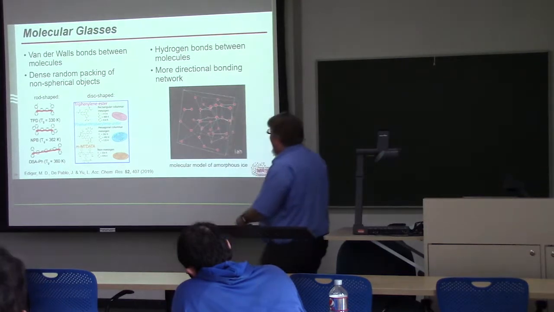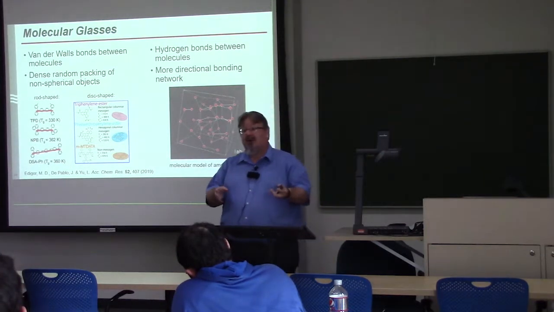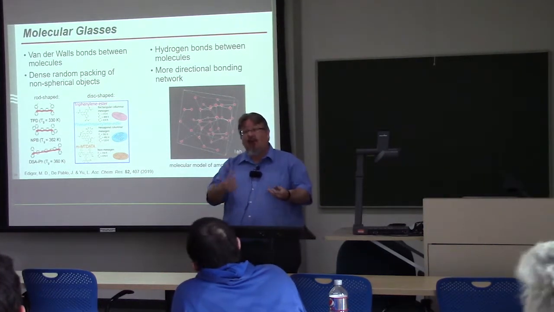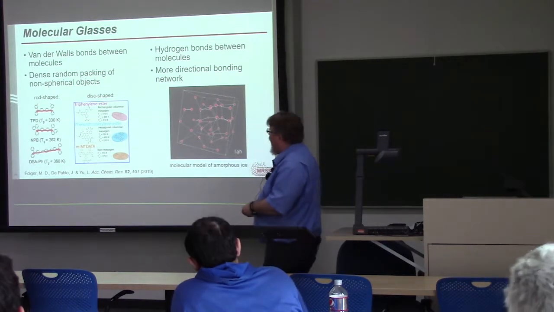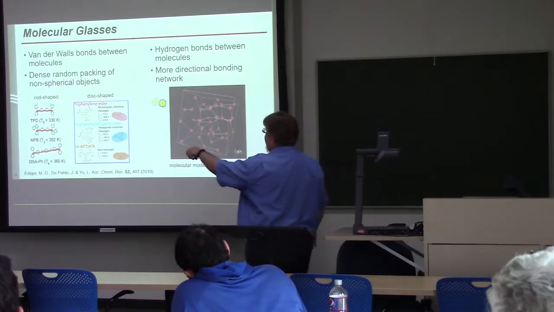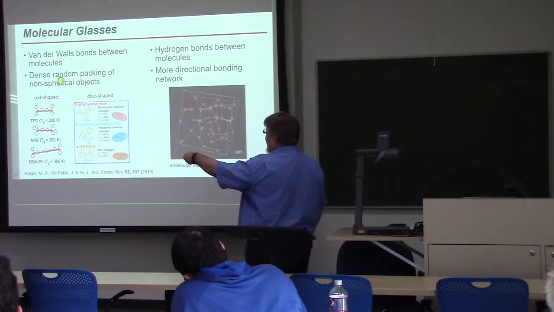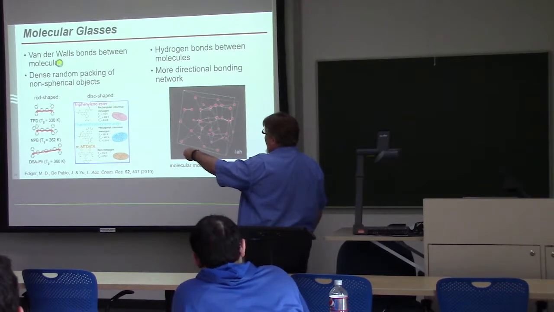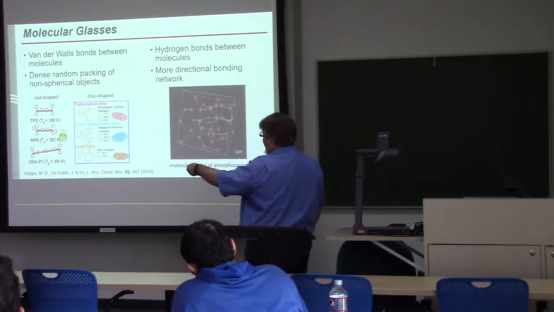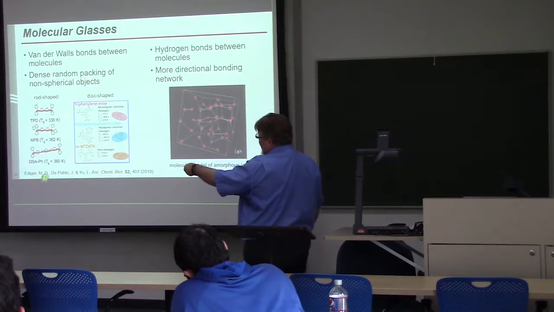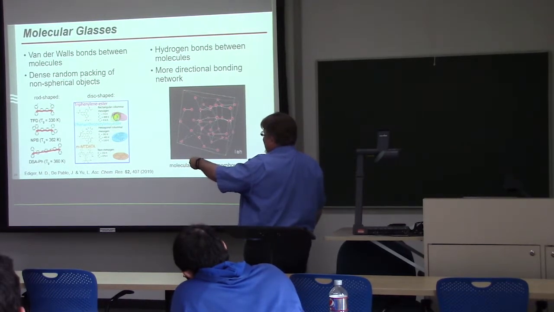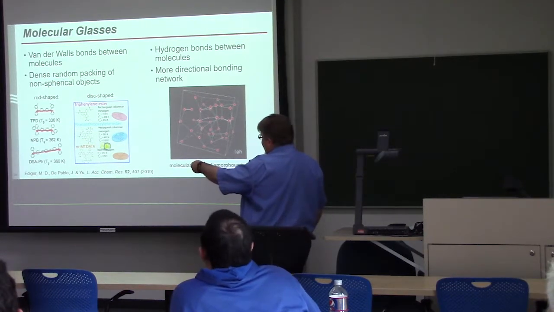Okay. I'll also touch on, although not cover in detail, two more classes of materials, one of which is molecular glasses, which are essentially a dense random packing of non-spherical objects, as long as the molecules have predominantly van der Waals bonding in between them. So here are some examples of rod-shaped molecules of different lengths and disc-shaped molecules with different molecular structure.